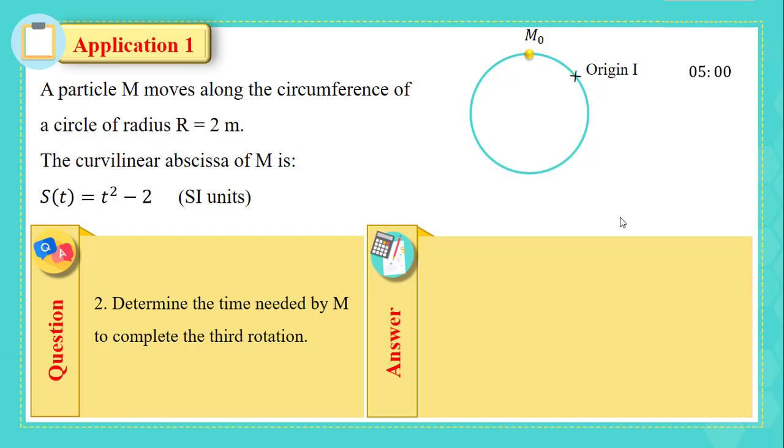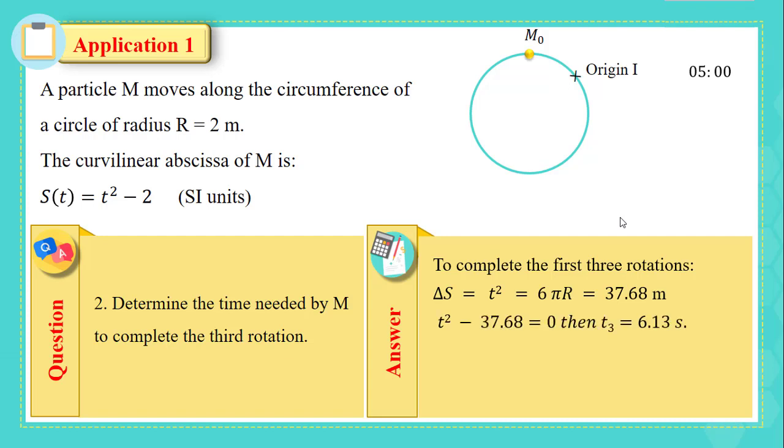What about the third turn? To complete the first 3 rotations, delta S should be equal to 6 pi r, which is equal to 37.68 meters. By solving this equation, we find that t3 is equal to 6.13 seconds. Now to find the duration of the third rotation, we have to subtract t3 minus t2, which is 1.12 seconds.